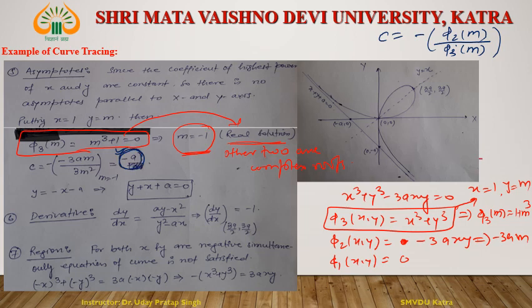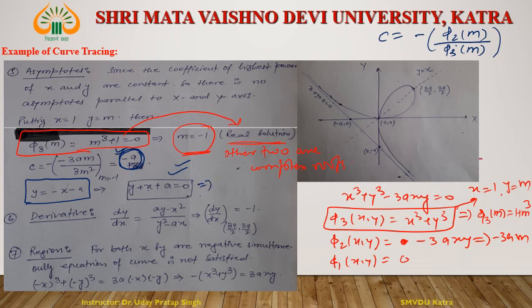Then what is the equation? y is equal to mx plus c. y is equal to mx, minus 1 into x, minus x plus c, that is minus a. Then this is the equation: x plus y plus a is equal to 0.